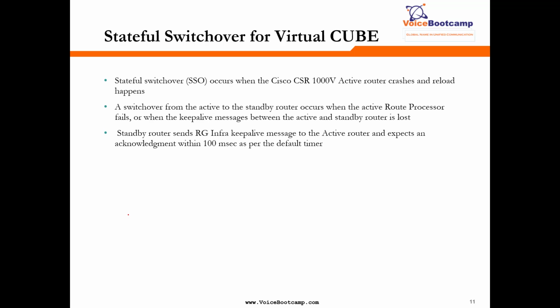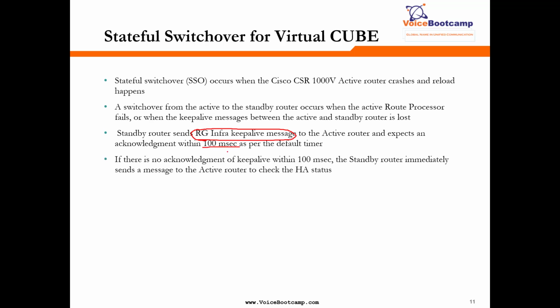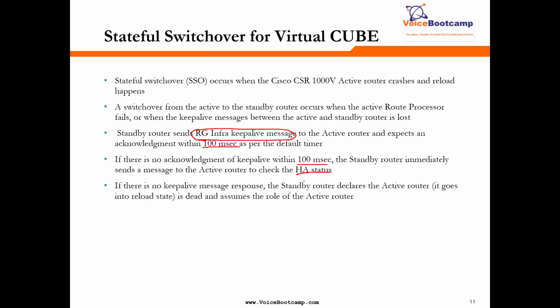The standby router will send redundancy group infrastructure keepalive messages to the active router. Every 100 milliseconds it is going to send the RG infra keepalive message to the active router and expect an acknowledgement within 100 milliseconds as part of the default timer. If there is no acknowledgement of a keepalive within the 100 milliseconds, then the standby router will immediately send a message to the active router saying, hey, are you there? Are you there? This is to check the health status. If there is no keepalive response, meaning there is no acknowledgement from the active router, the standby router will declare that the active router is dead, and therefore the standby router will then take over the active router role.